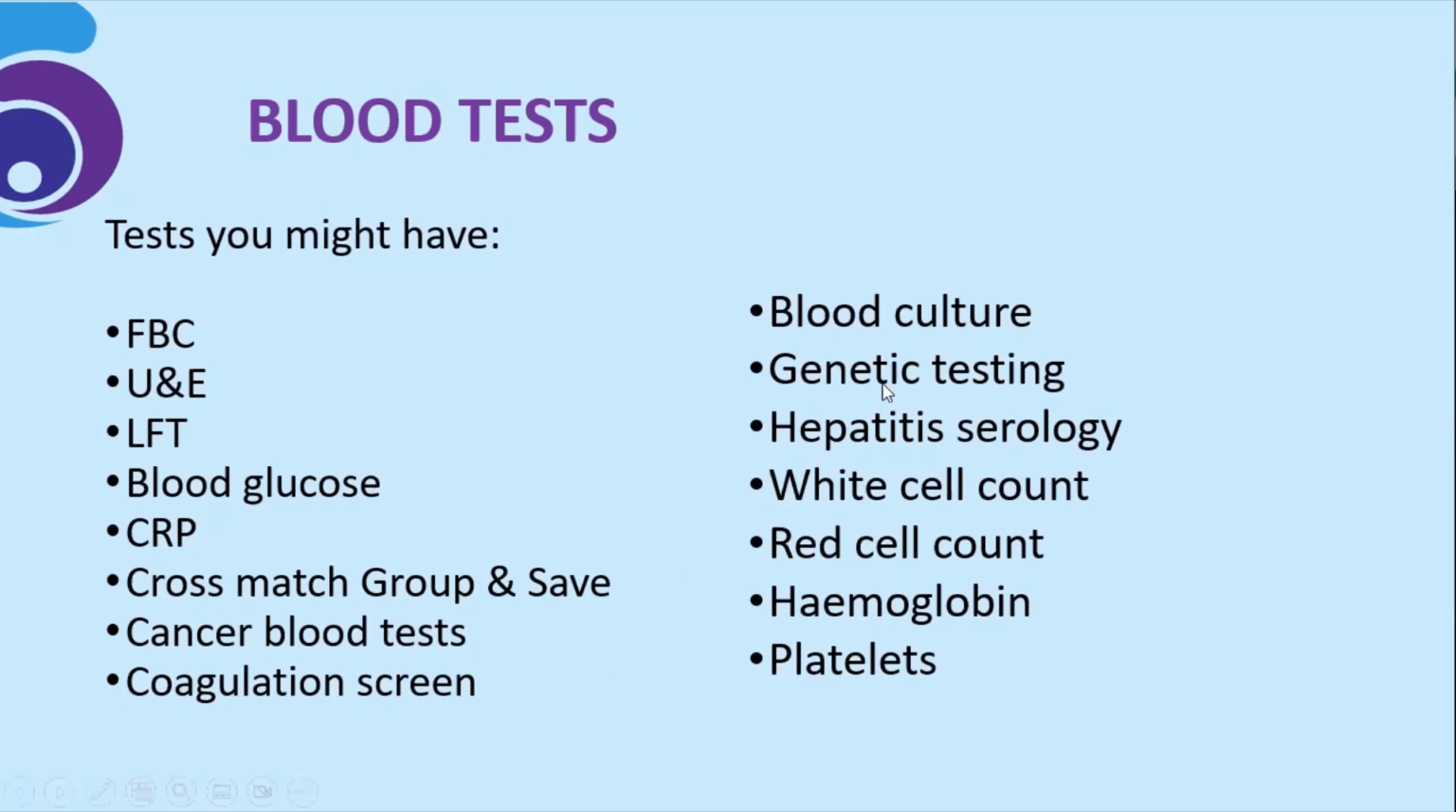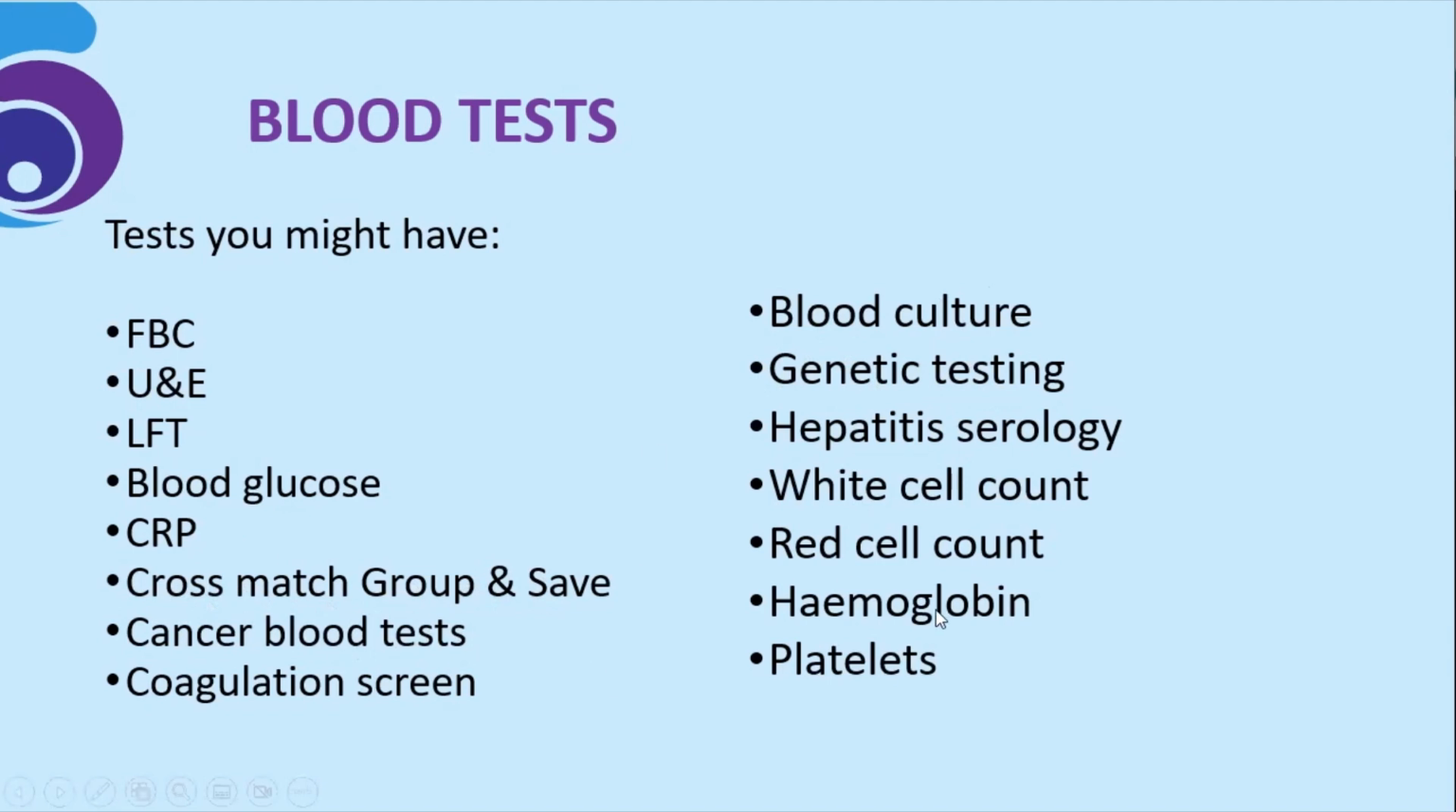For example, not everyone will have genetic testing. You will only have a blood culture if you have infection in your body. Cross-match group and save, that's the test that we do to determine what blood type you are if you need to have a blood infusion. So if you need to have a transfusion of blood, a bag of blood put up because your red cell count's too low, they'll do a cross-match group and save, so they'll try and get the closest blood to you.